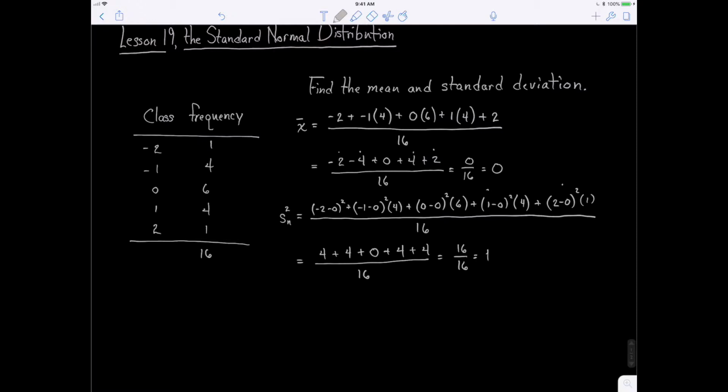Well, that's just 1. Now, I have here the uncorrected sample variance, so to get the uncorrected standard deviation, I would take the square root of the 1, and the square root of 1, well, that's just 1. Interesting. So we have a data set here with a mean of 0 and standard deviation of 1. That seems just too nice. And let's see what happens with that.